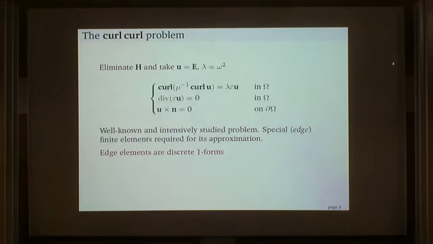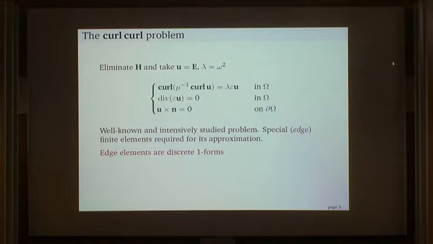So this is the problem. This is the strong form of the curl-curl eigenvalue problem. You're looking for a frequency lambda and an eigenfunction u such that curl of mu inverse curl u is equal to lambda epsilon u in omega, with a divergence-free constraint in omega and a boundary condition on the tangential component on the boundary of the domain. Okay?